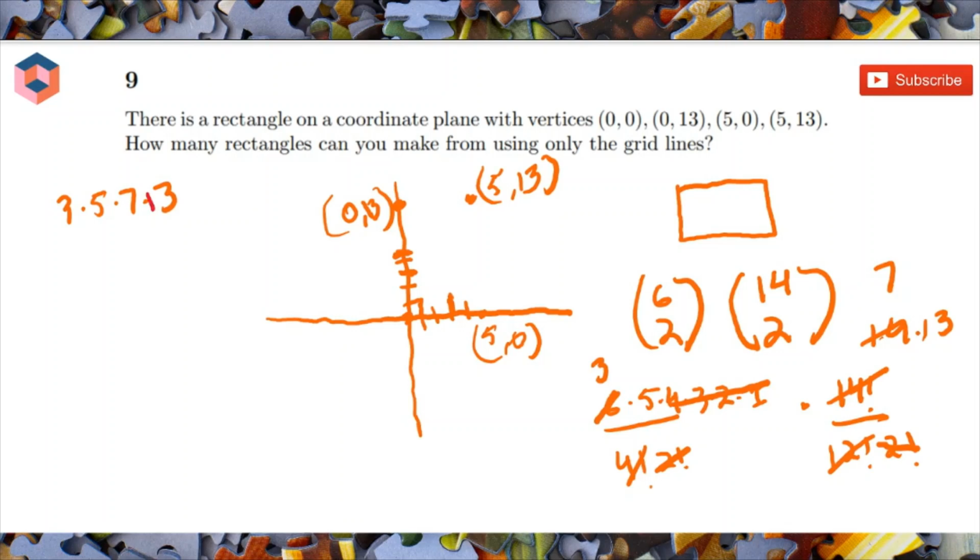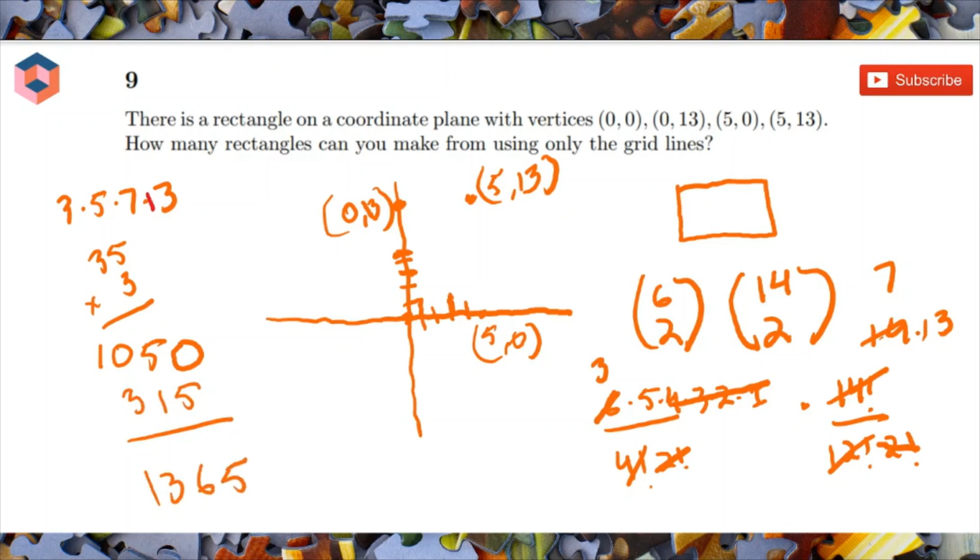So now we can probably multiply the 5 times 7 first to get 35. 35 times 3 gives us 105. And now we have to do 105 times 13, which is the same thing as 105 times 10 plus 105 times 3. So 105 times 10 is 1050. 105 times 3 is 315. Adding this up, we get our answer of 1365. And that's how many rectangles we can make using only the grid lines in these points.